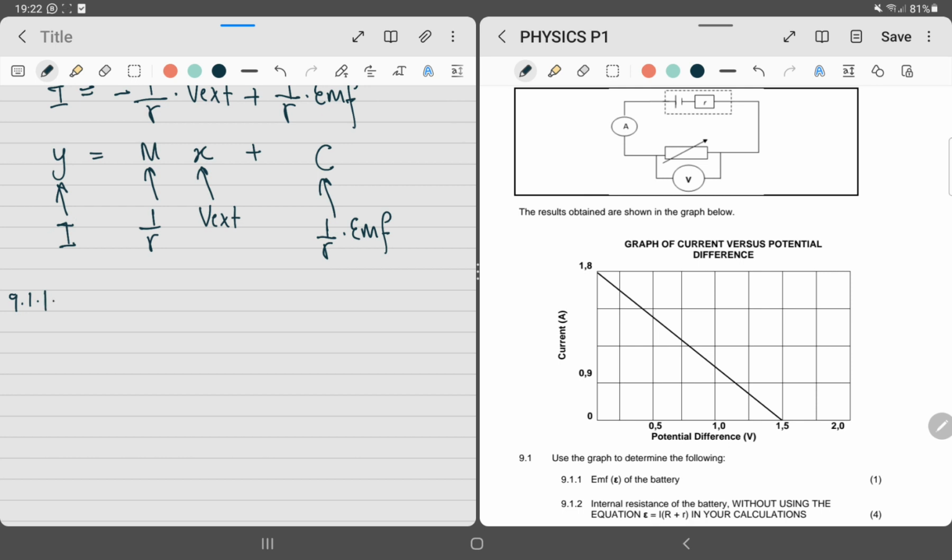9.1.1. Use the graph to determine the following: the EMF of the battery. The EMF of the battery is registered by the voltmeter when there's no current flowing in the external circuit. So the current is 0 at this point, and then the value of the potential difference is 1.5 volts. So it means that the value of the EMF should be equal to 1.5 volts.